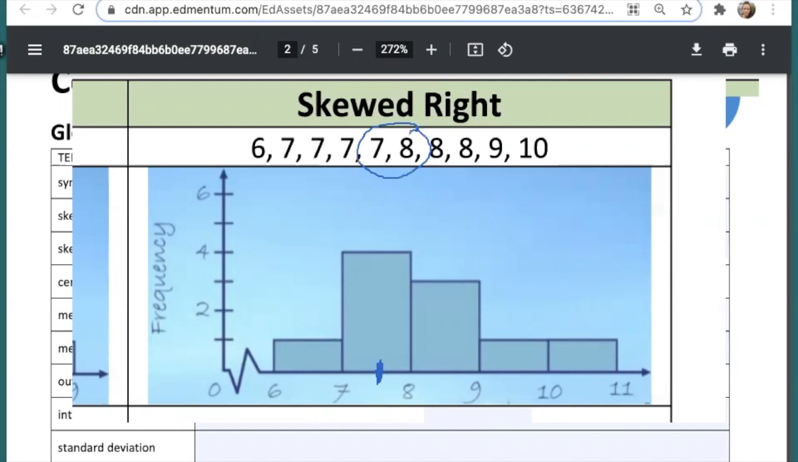And then if we add up all the numbers and divide by 10, 6 plus 28 for the 7s, plus 24 for the 8s, plus 9, plus 10 is 77, divided by 10 gives us 7.7. So this one is the mean, and this one is the median. So again, the mean, the average, is on the side of the skew or the tail.